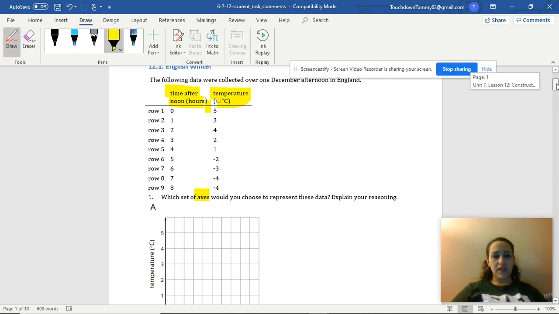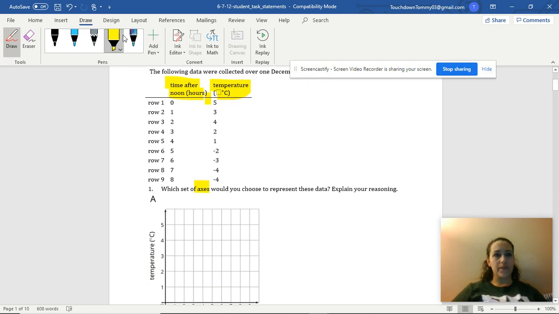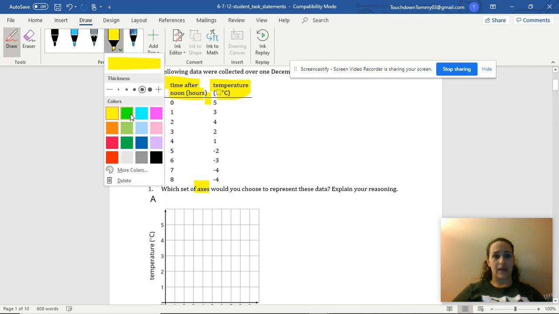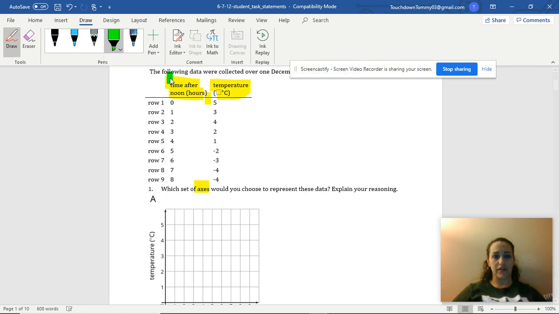I'm going to notice a couple things. As we look at the time, maybe I should have used a different color for that. The time goes from time afternoon. So if it's 0 hours afternoon, that must be noon, 12 o'clock. Then afternoon, 1, 2, 3, 4, and so on. So those are our times.